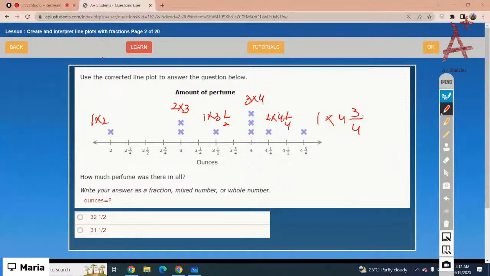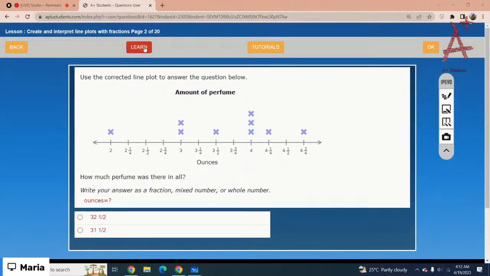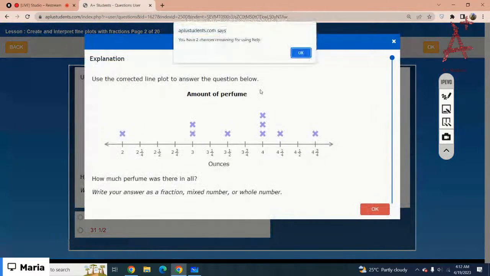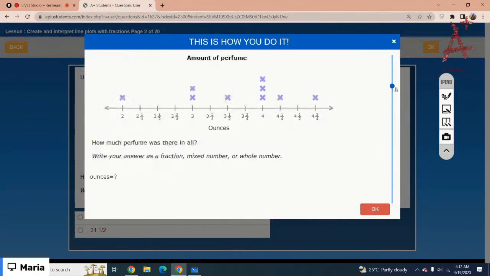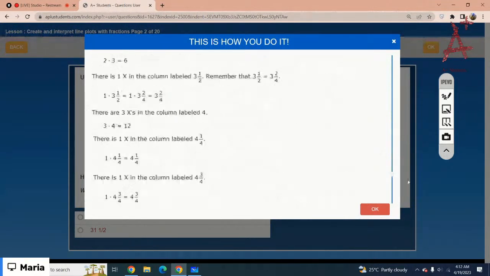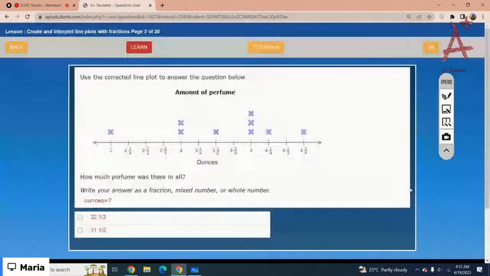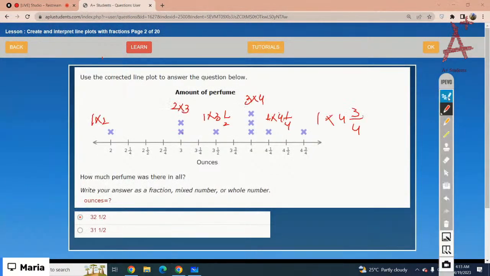Got it? So here you have 2, 6. You have to just add up all the values. So it would be 32 whole 1 over 2. You just have to add up all these values. Multiply them and then you have to add them.